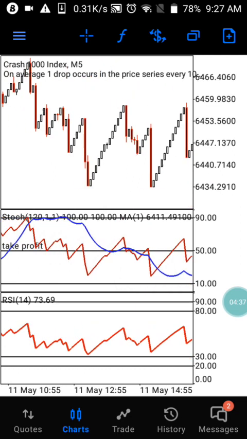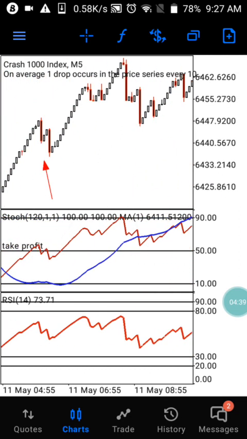So let me show you more on this. See, this strategy only works on Crash 1000, 5 minute time frame. Just take your 5 candlesticks and get out of the market.